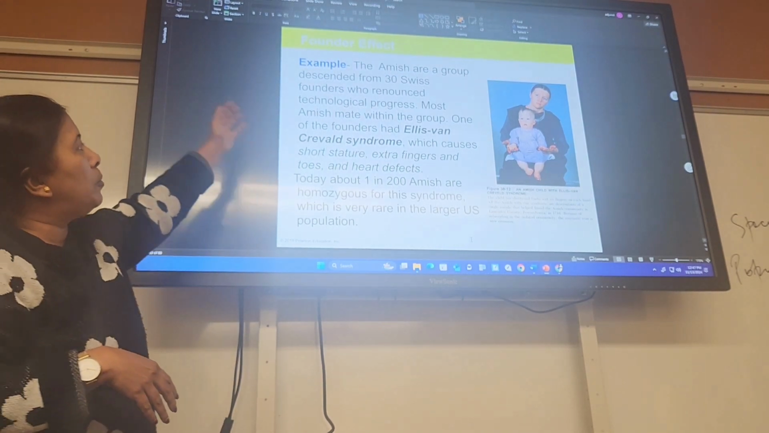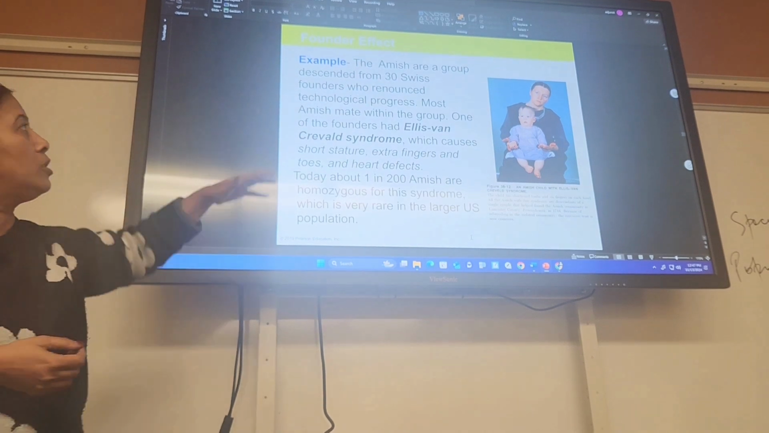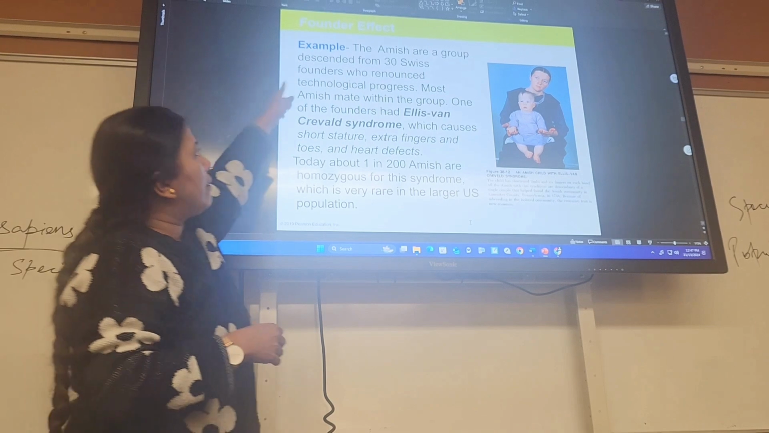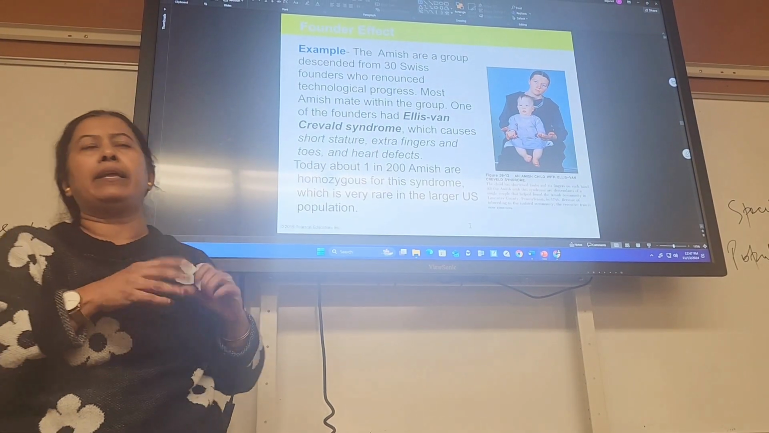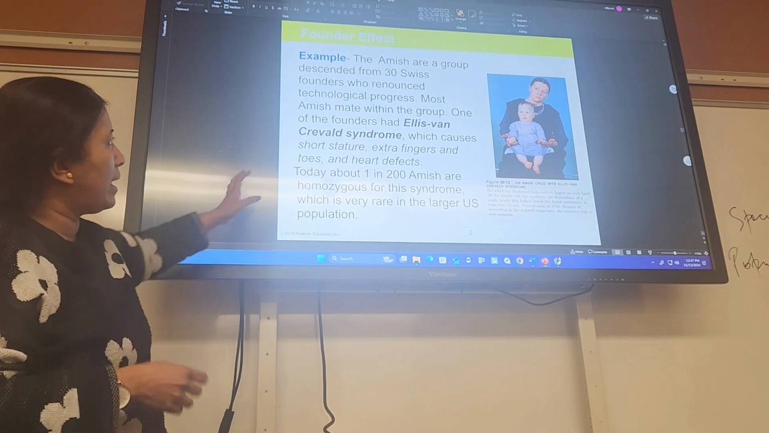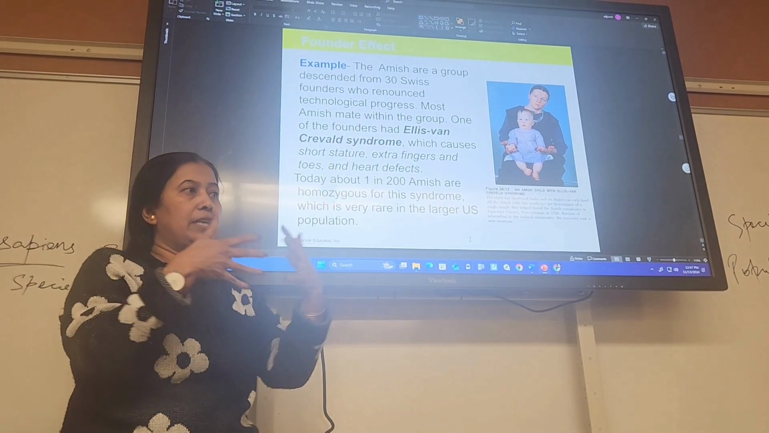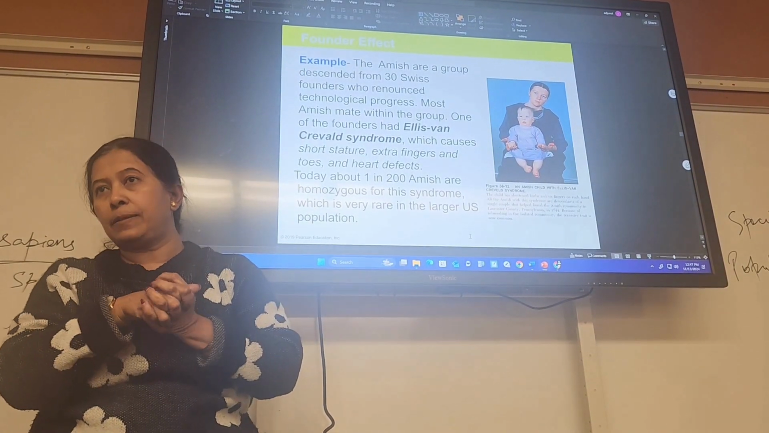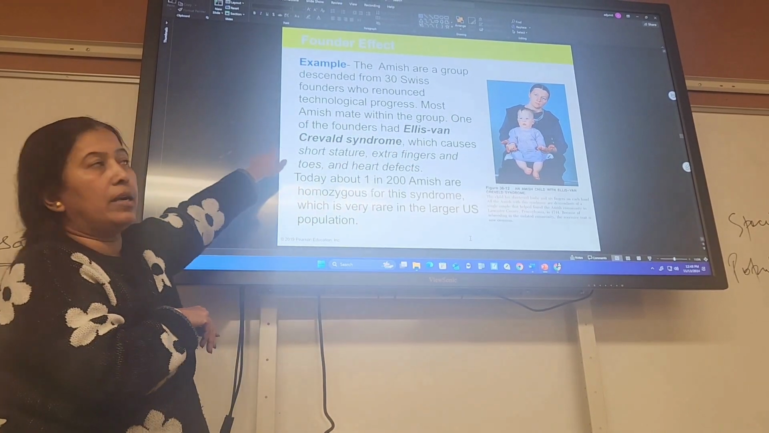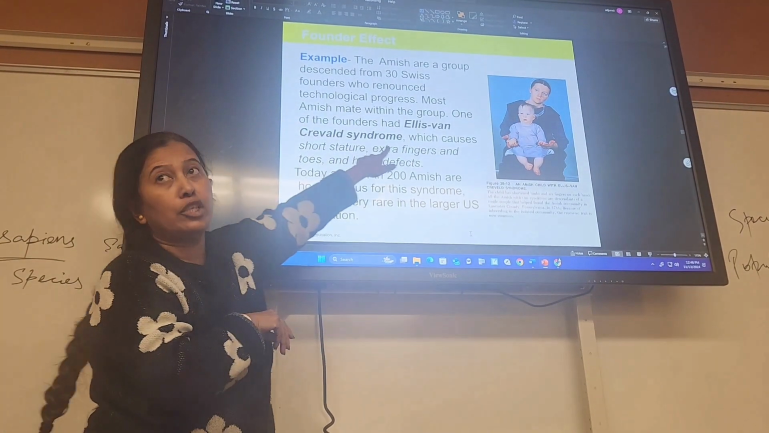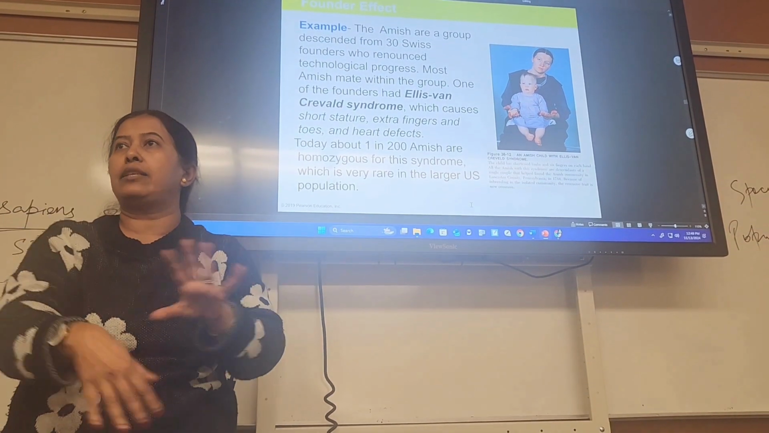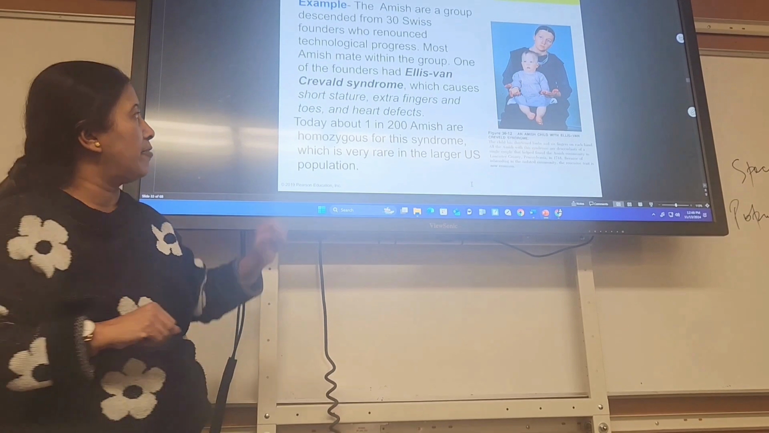So this particular group, they are all descendants from about 30 Swiss founders who came from Europe, and they created their community. Now these people don't want to use any modern technology, right? So they want to live the old-fashioned way. The problem is because there's so much inbreeding, one of the founders of this community had a genetic disorder, the Ellis van Creveld syndrome, which leads to polydactyly. Polydactyly means more fingers and toes than the 5 that we have, okay.